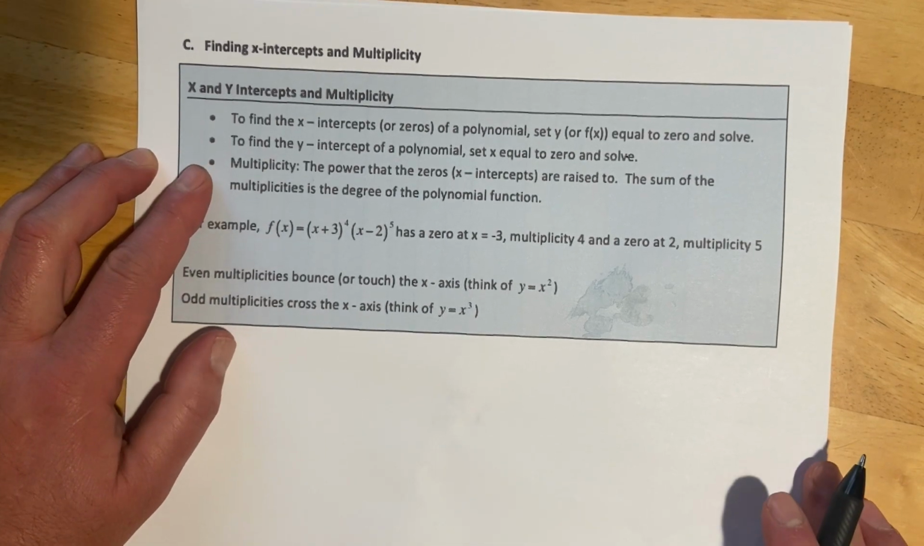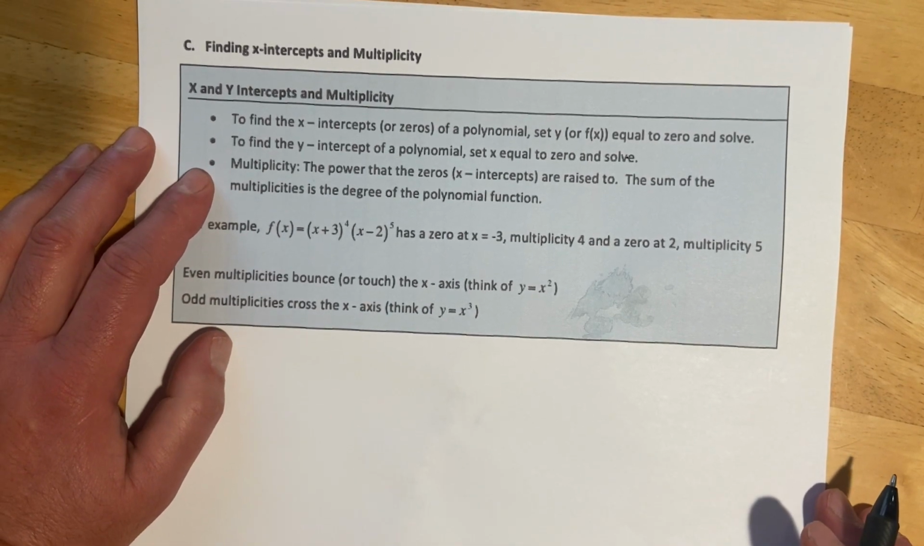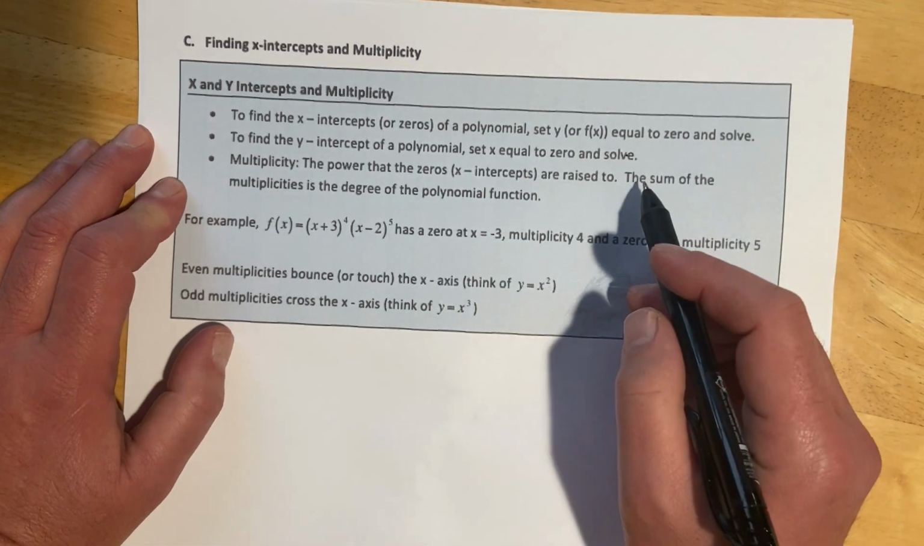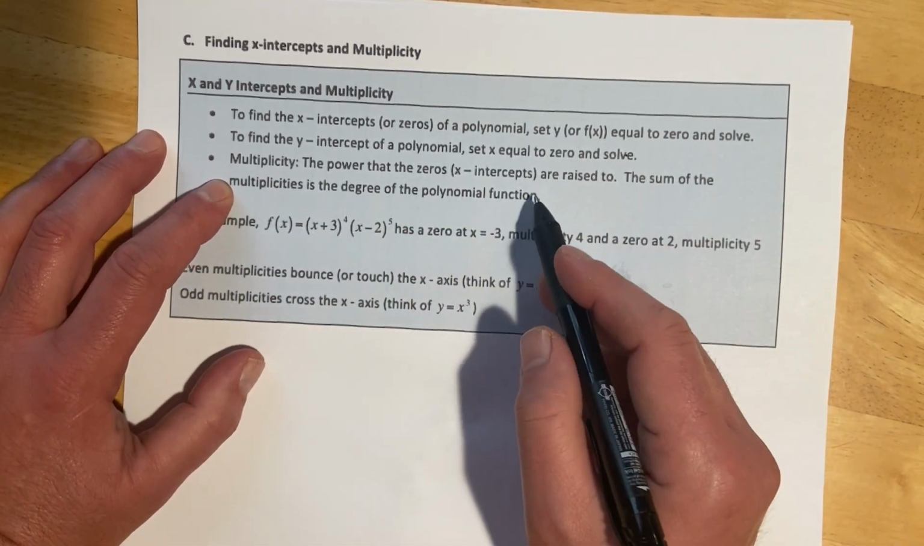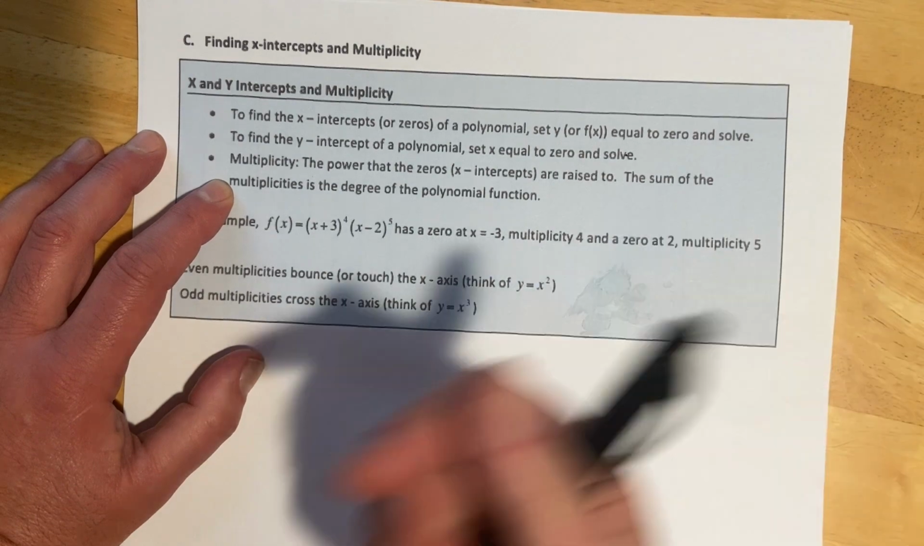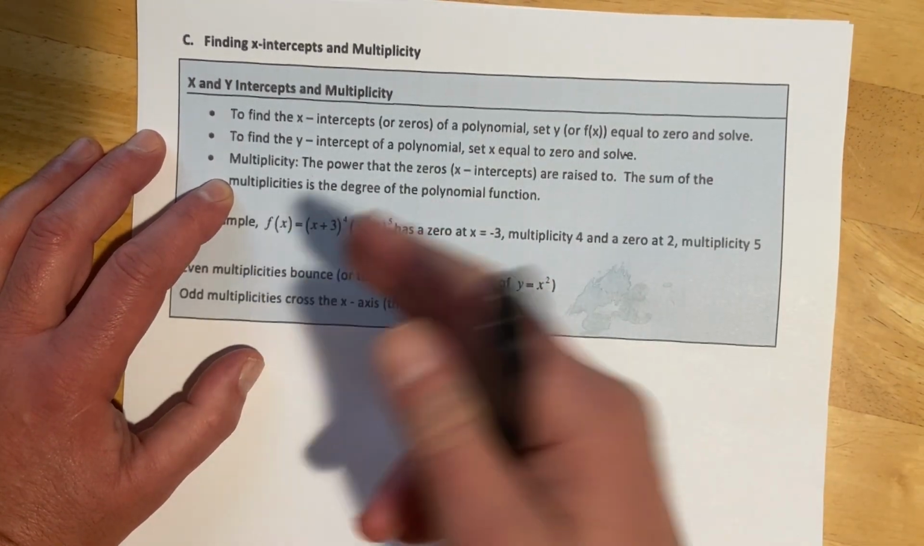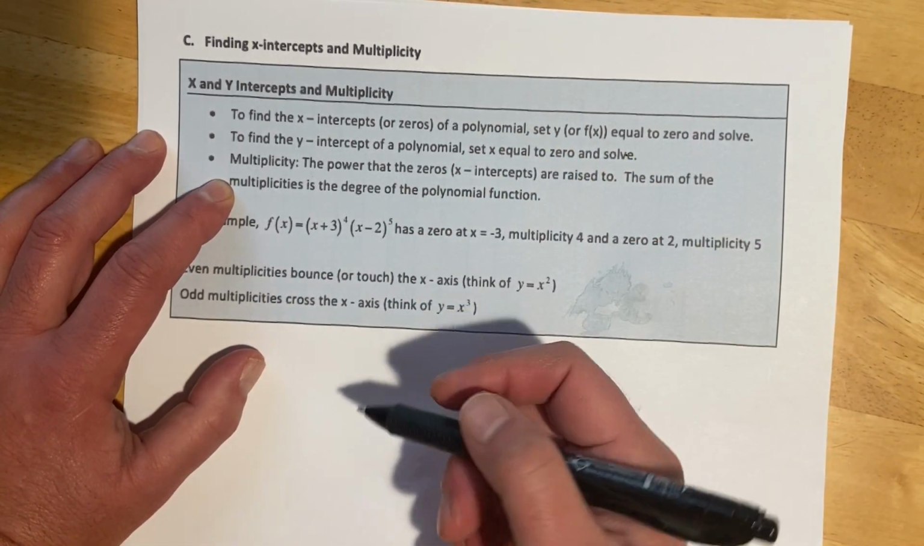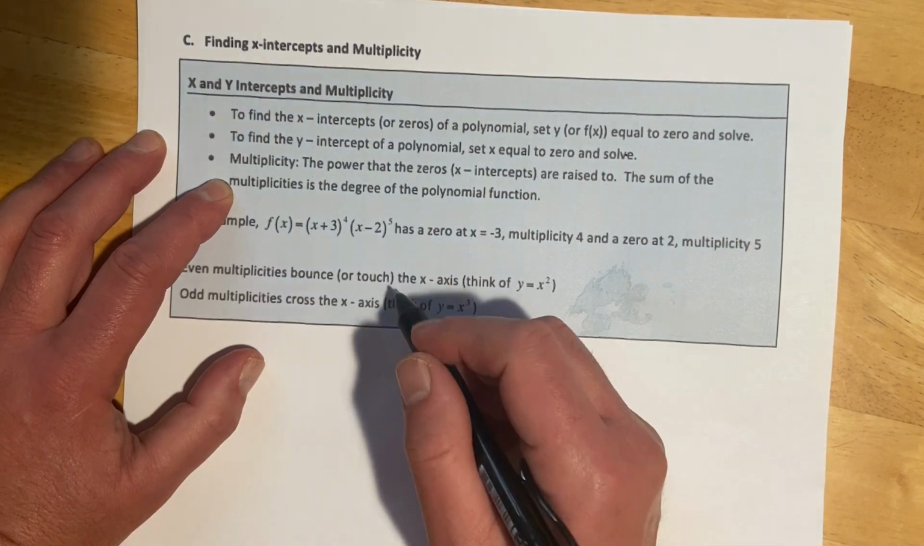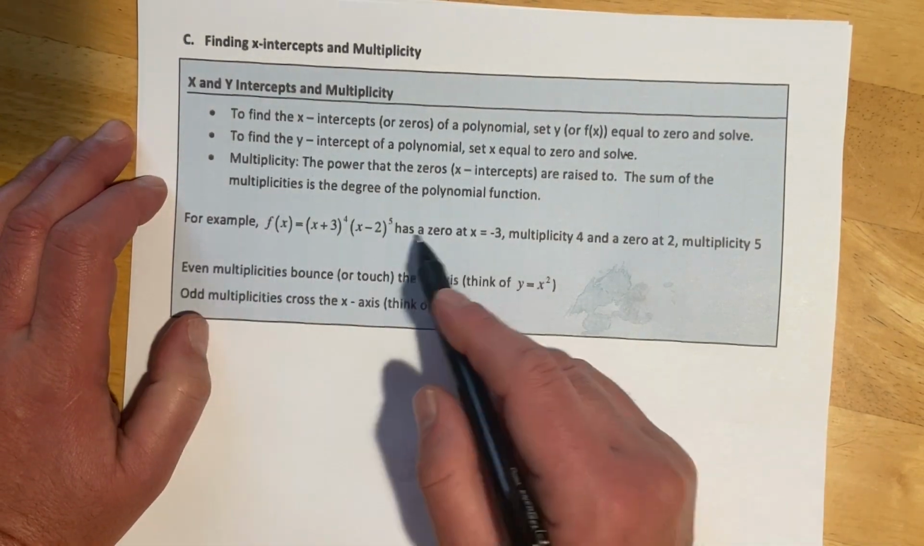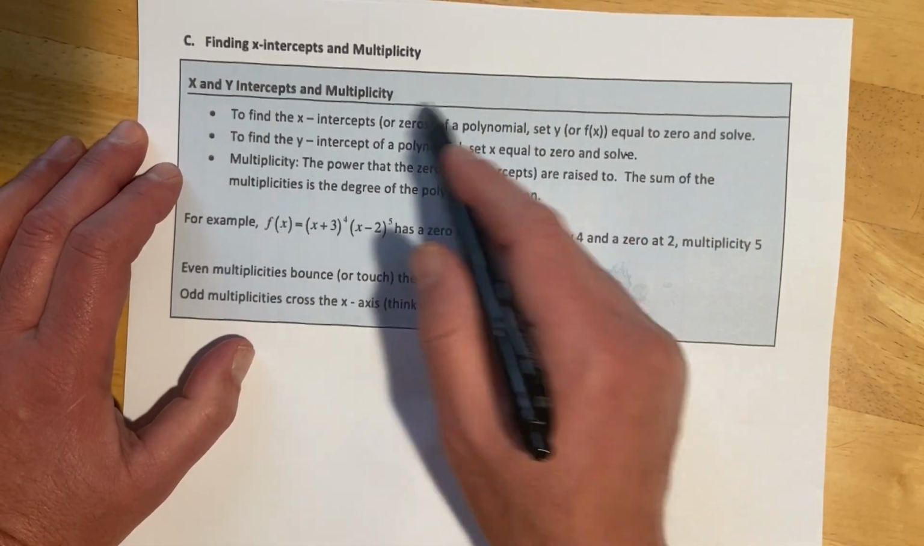Multiplicities. So multiplicities are the power that the zeros, or the x-intercepts, are raised to. The sum of the multiplicities is the degree of the polynomial. That's actually what I was just doing on that last page, adding up the powers. So the powers are like the multiplicities, and then that gives me my degree. So I have an example here just to talk through all the terminology.